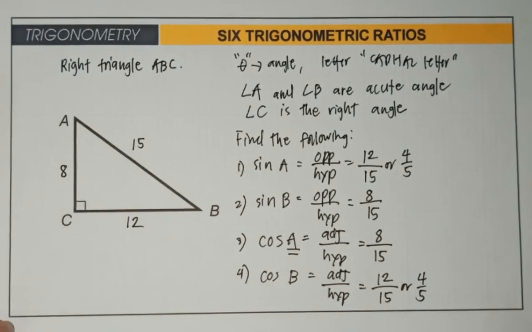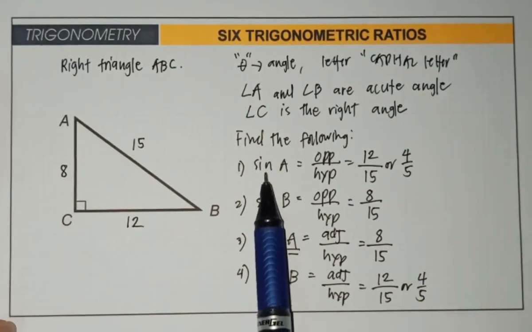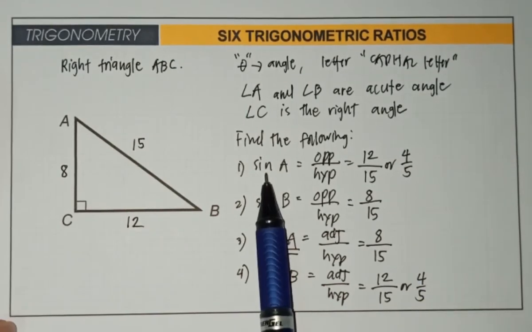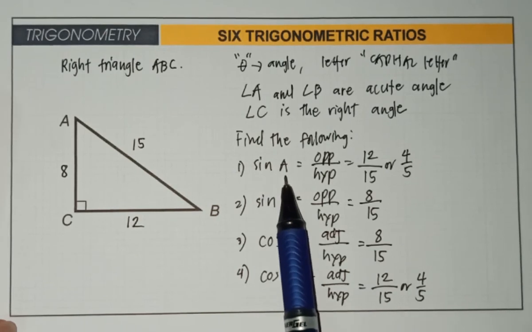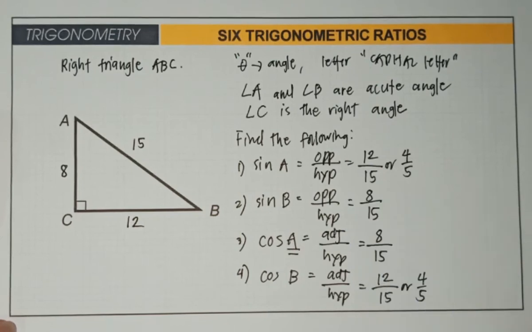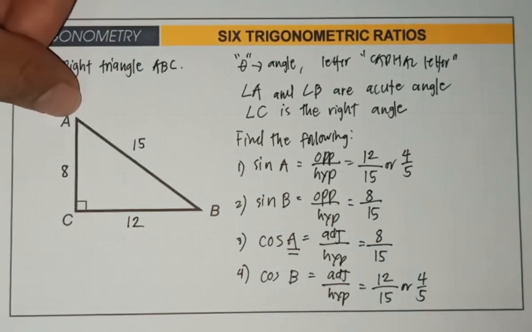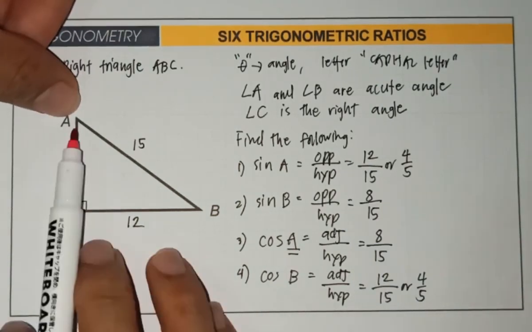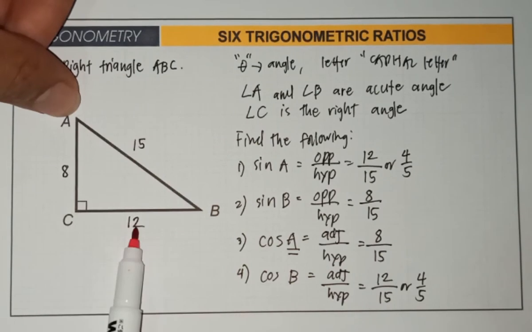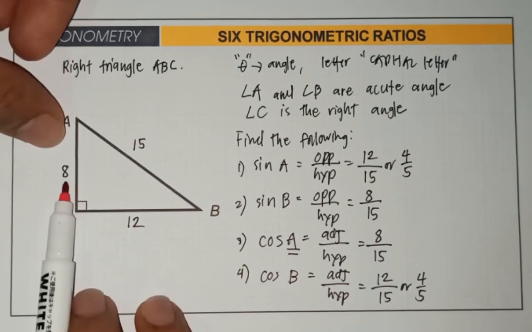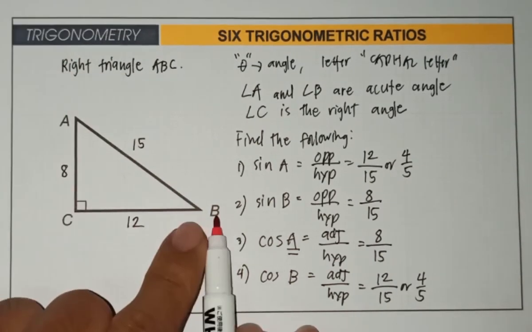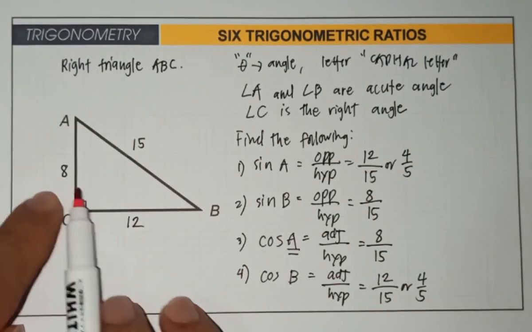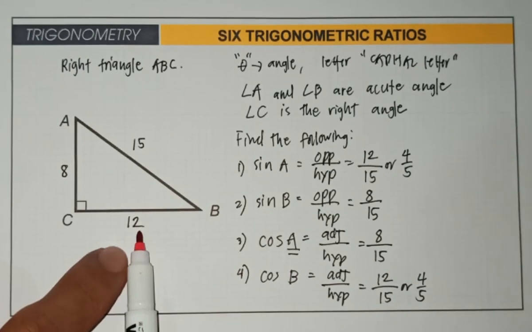Always remember the ratio of sine, or the ratio of the 6 trigonometric ratios, and at the same time, the position of the angle, so that you can easily identify the opposite and the adjacent. If it is in angle A, the opposite is 12, and the adjacent is 8. In angle B, the opposite is 8, and the adjacent is 12.